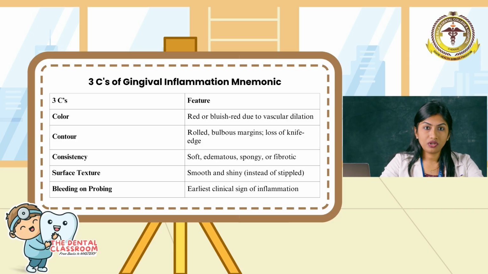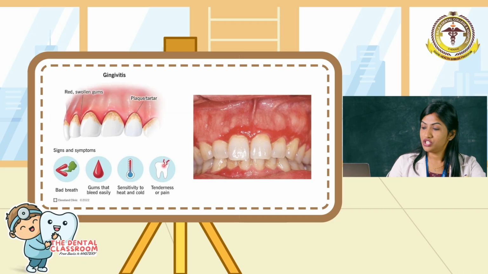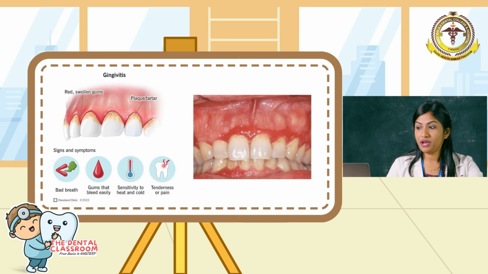So the normal contour is a scalloped gingival margin with a knife edge interdental papilla. That is going to be altered with gingival inflammation. In the picture you can see the altered contour of the gingiva, which is the blunt interdental papilla with a rolled out or bulbous gingival margin. So there is a bulbous gingival margin and the rolled out interdental papilla.